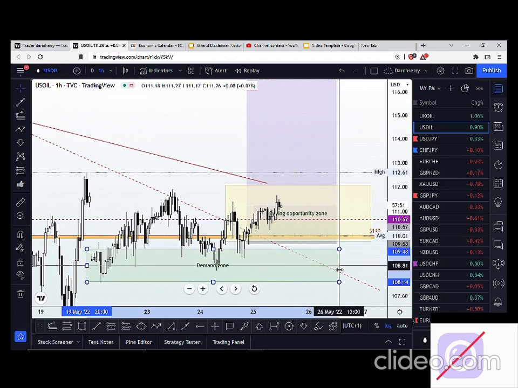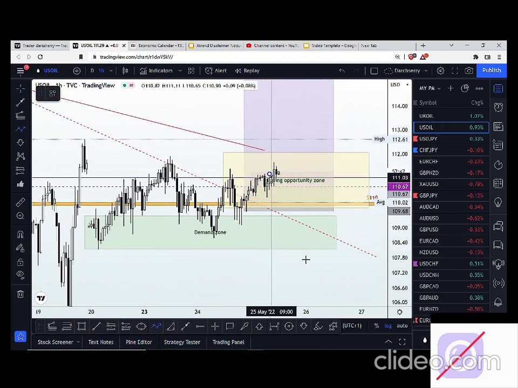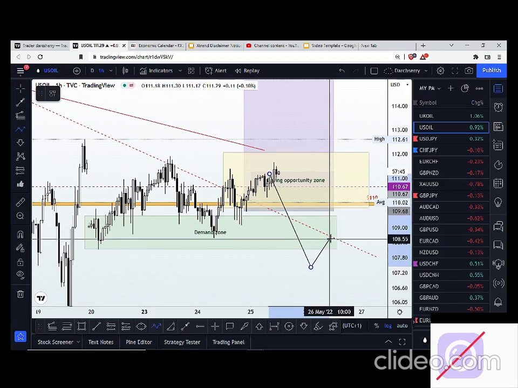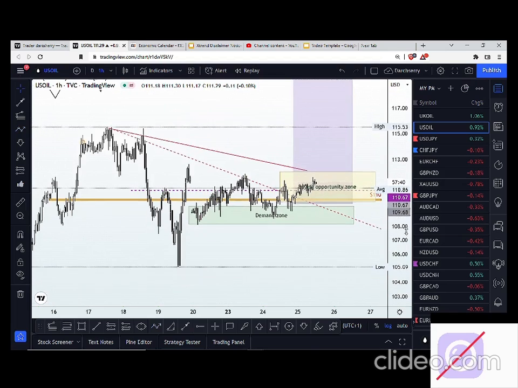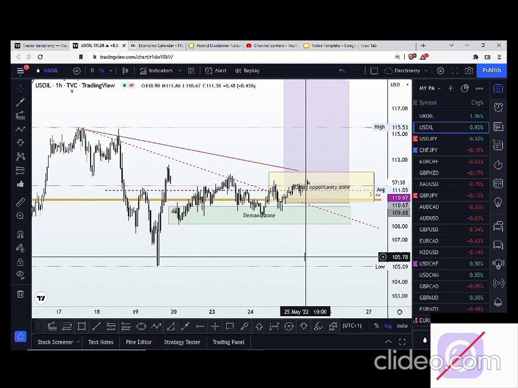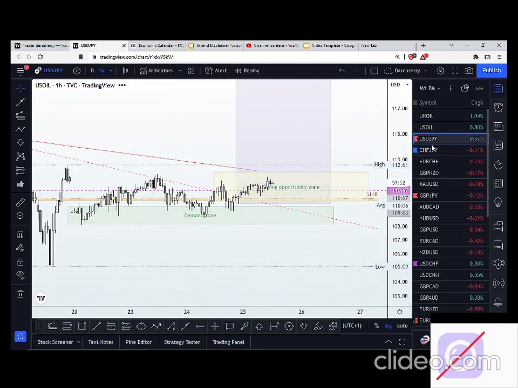But remember that this demand zone still holds unless we have a breakdown of that demand zone. Then this bearish trend line will be our guide going forward. So in that case, we still hold on to our bullish bias on the US oil. So moving on to USD JPY.